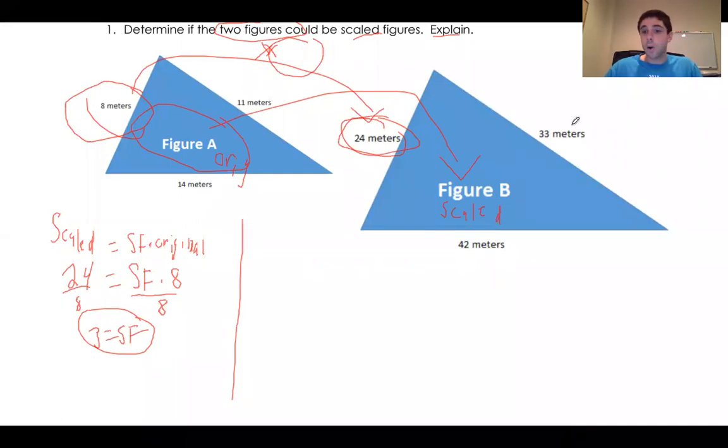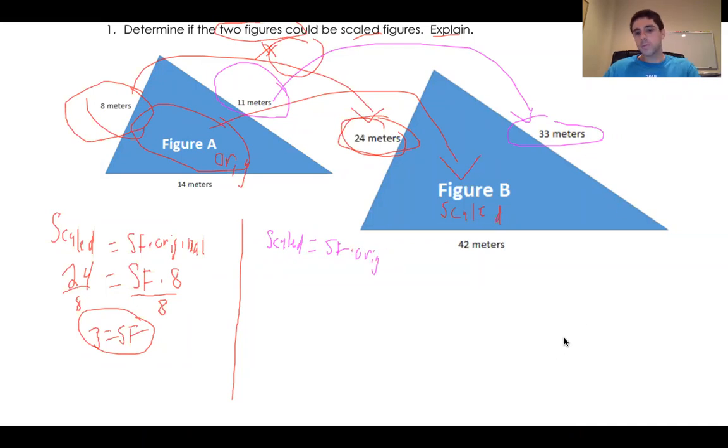We're now going to test if all the sides have the same scale factor, to see if these are scaled figures or not. So let's take a look at this side, 11 meters, and we're going to scale that to be 33 meters. So we're going to have scaled equals the scale factor times our original. Awesome. Which side is our original, 11 or 33? What do we think, folks?